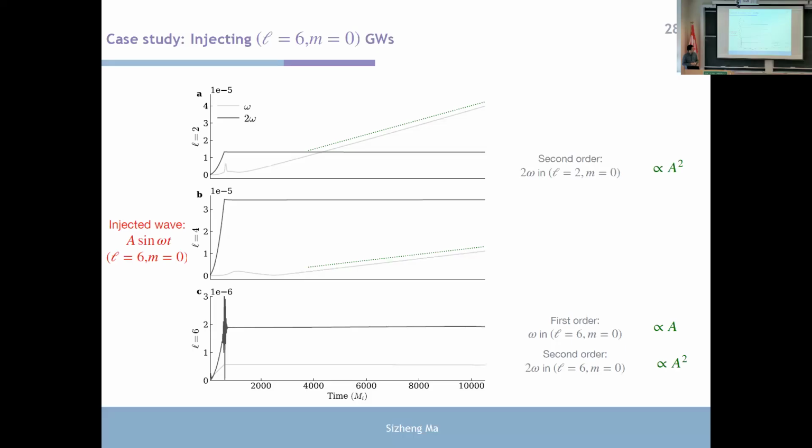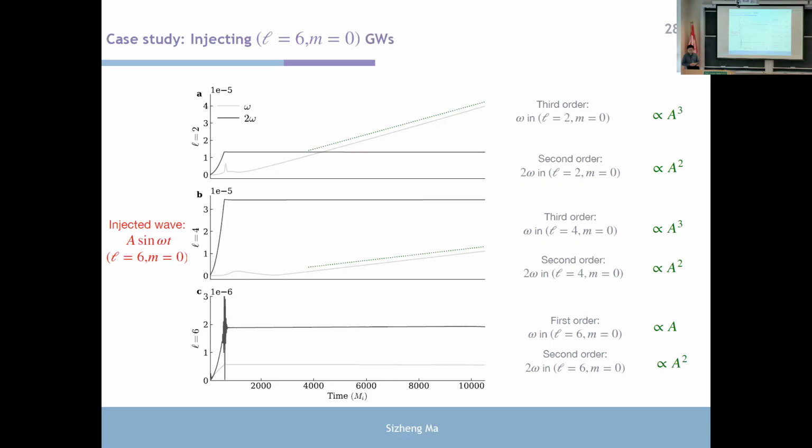We also found this 2 omega in the 2-0 harmonic and 4-0 harmonic. Both of them are second-order effects. And as you can see from those black curves, once those modes are excited, they just stay here without undergoing additional dynamics. So they are adiabatic. But more interestingly, we can see that there is also an omega component excited in 2-0 and 4-0. Their amplitude grows linearly in time, and the slope is proportional to A cubed.